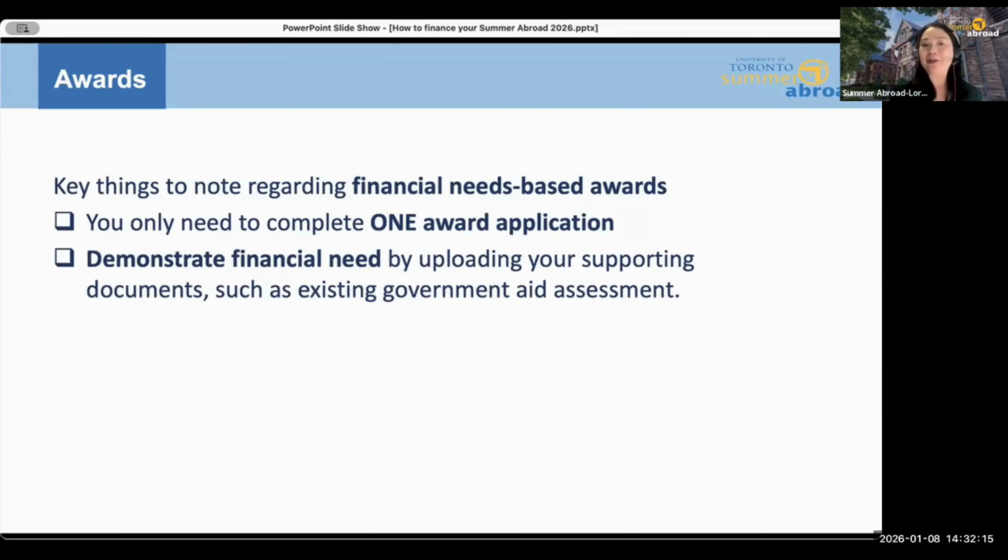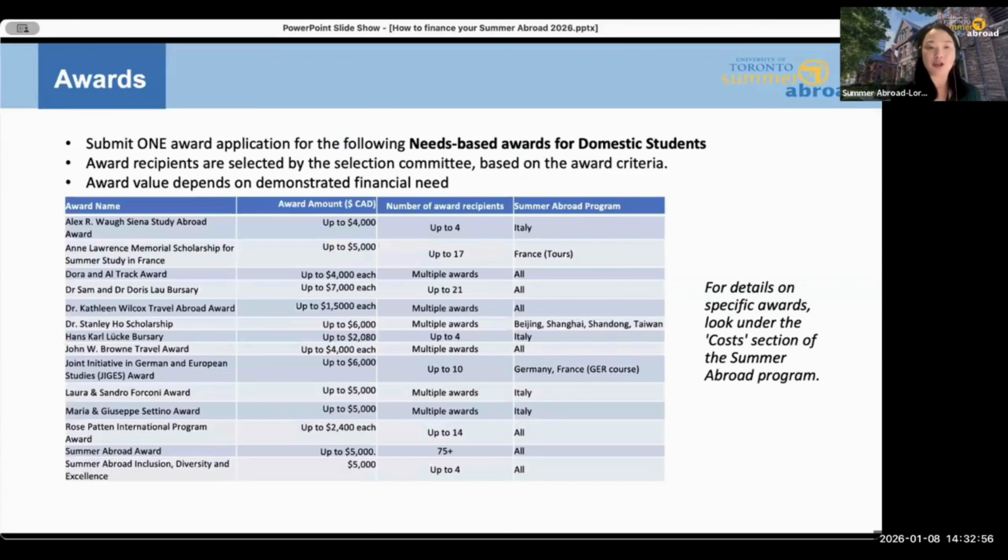So what are the key things for you to know? One application. If you're thinking about a financial needs-based award, you don't have to complete multiple applications for multiple awards. No, just one application makes your life a lot easier. And you only need to demonstrate financial need once, when you're completing your application. And that simply means uploading any supporting document. And we know student situations are different. So depending on your own personal situation, upload a financial document accordingly. And this could be maybe an existing OSAP or government aid assessment or any other document that you feel would demonstrate your financial situation.